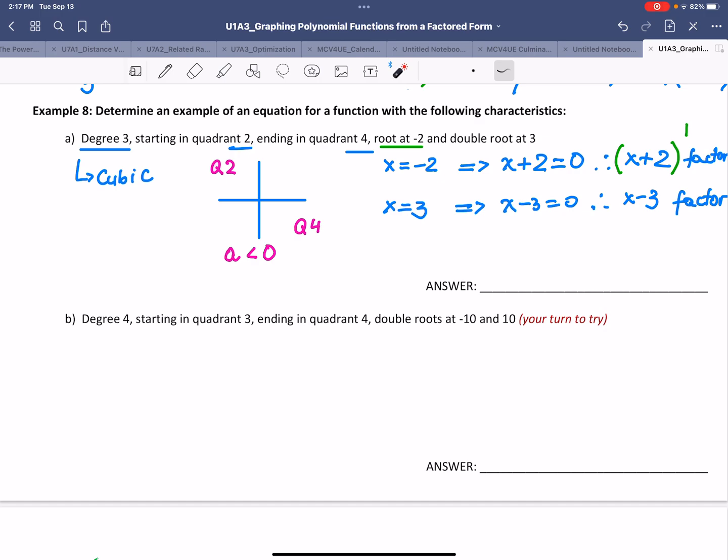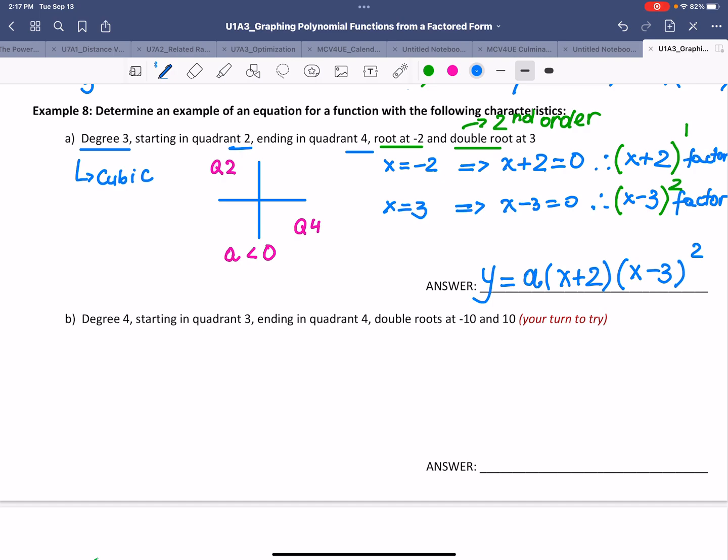If it has a double root of 3, a double root is another name for a second order root, which means that the power of the factor x minus 3 must be a 2. Therefore, the equation of such a function can be in the form y equals, I'm going to list the factors first, x plus 2 to the power of 1. You don't have to write the power when it's 1. And then x minus 3 to the power of 2. Now, we need to point out that there must be some coefficient a in here. And we want to emphasize that the coefficient a will be a negative number.